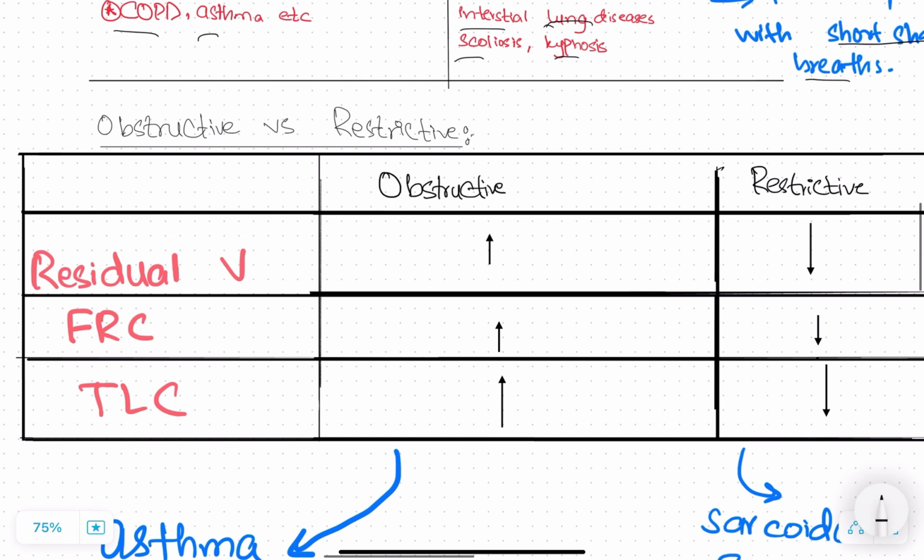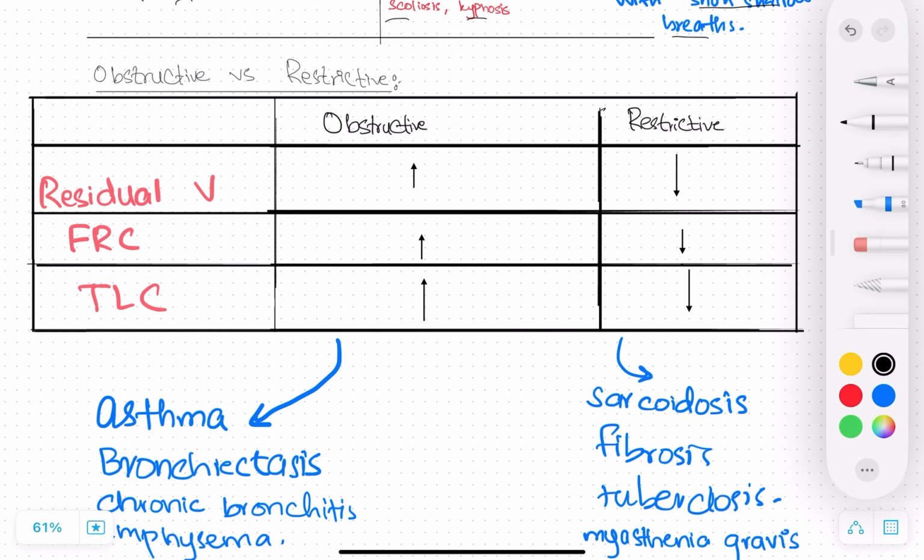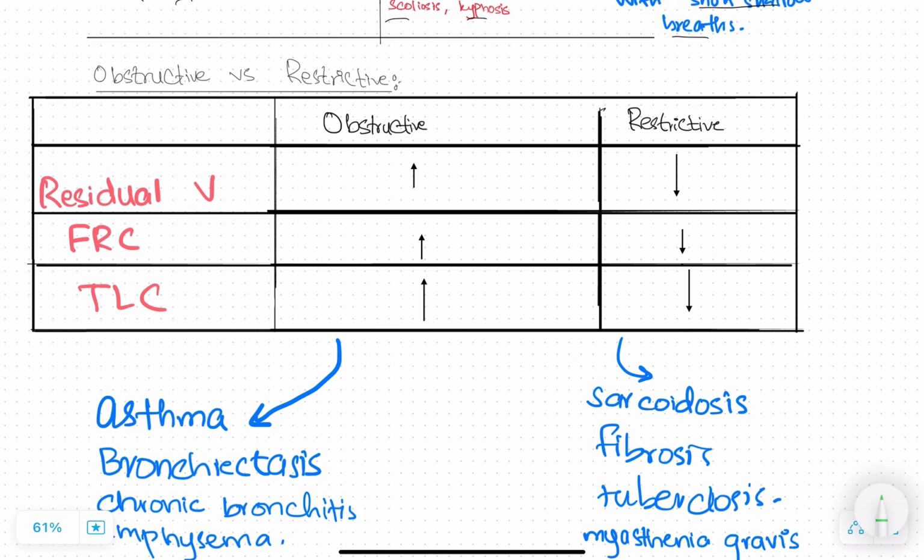Now we will be looking at the lung volumes which change due to these kinds of diseases. First of all, we will be discussing three very important lung volumes, starting with the residual volume. For those who do not know what residual volume is, it is the amount of air in your lungs which you cannot push out, even if you have a forceful expiration.